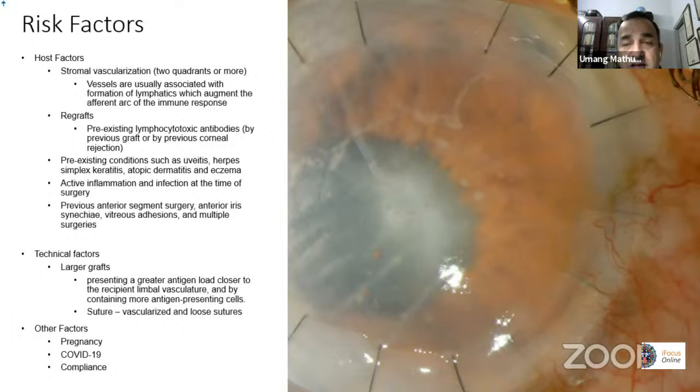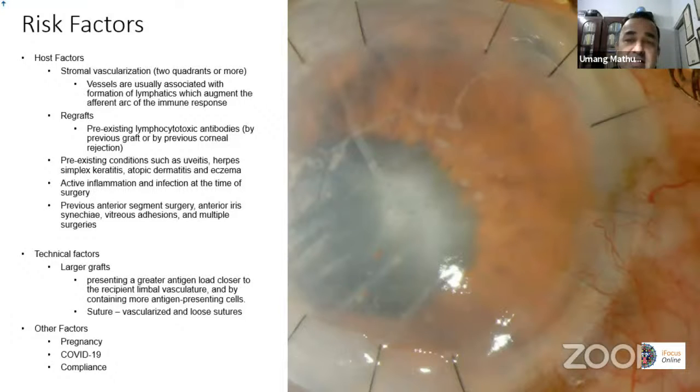Then conditions, especially a common indication of a graft is herpes simplex keratitis, where you would have scarring on the graft. For herpes, the grafts don't do well, with a very high risk of recurrence as well as rejection. And some conditions like uveitis and atopic dermatitis also make the graft prone to rejection. If you've had a lot of inflammation in the eye and previous surgeries, anterior segment surgery, especially with vitreous in the anterior chamber or synechiae, PAS formation, they also make the graft prone to rejection. So these are all the host factors.